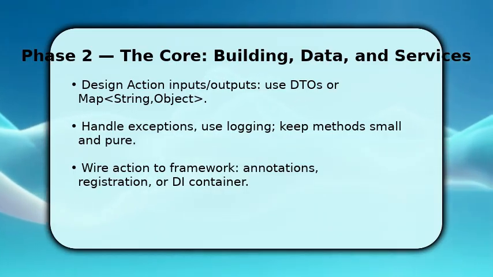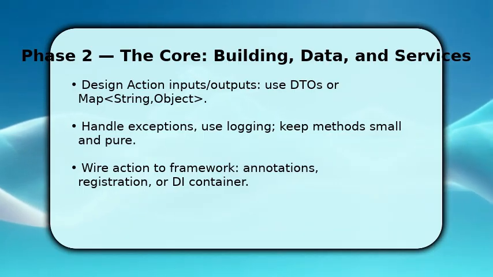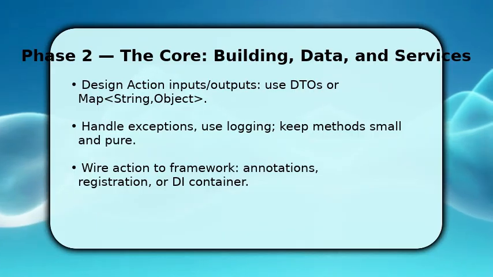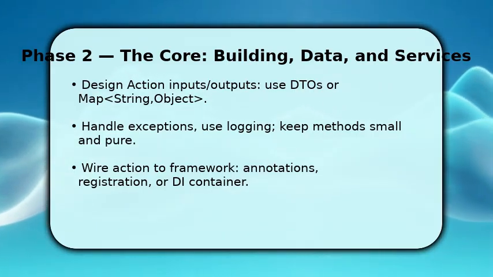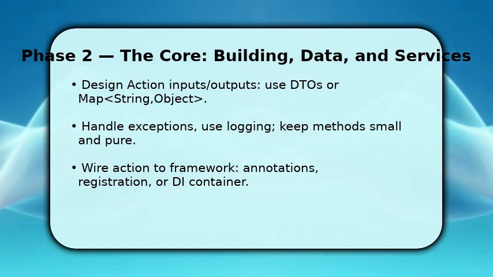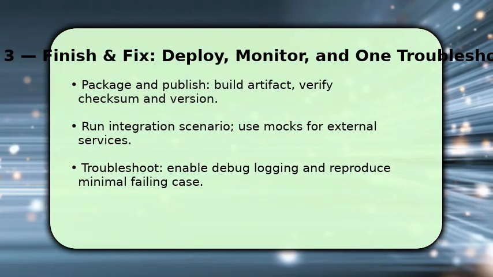Log useful context. Then connect the action to your runtime. Use annotations or register it with dependency injection so the host can discover it. Run integration tests. You finish by packaging the artifact and verifying version and checksum. This ensures deployments use the correct build.